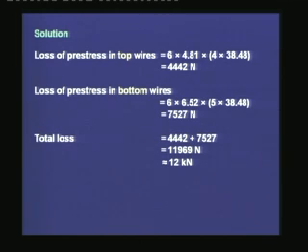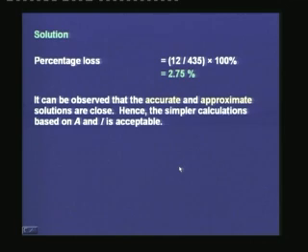From the stresses in the concrete, we can calculate the loss of prestress in the top wires, which is the modular ratio times the stress in the concrete times the total area of the prestressing steel. And similarly, we calculate the loss of prestress in the bottom wires, and when we add these two, we get the total loss of 12 kilonewton. The percentage loss is 12 divided by 435 times 100, which is 2.75%.